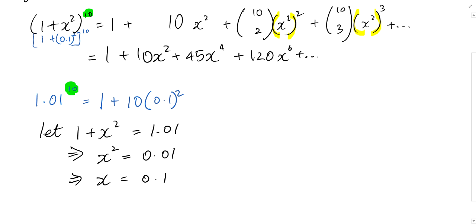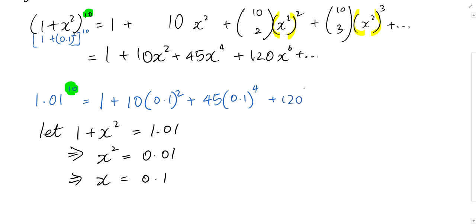Now, mental sums. 0.1 square, how much is that? 0.01. Is it a big or small number? Small. It's quite small, 0.01. Let's continue. 45 times 0.1 to the power of 4. Mental sum. 0.1 power 4, how much is that? 0.00001. So it gets bigger or smaller? Smaller. Is it significantly smaller? Yes, right? What about the next one?